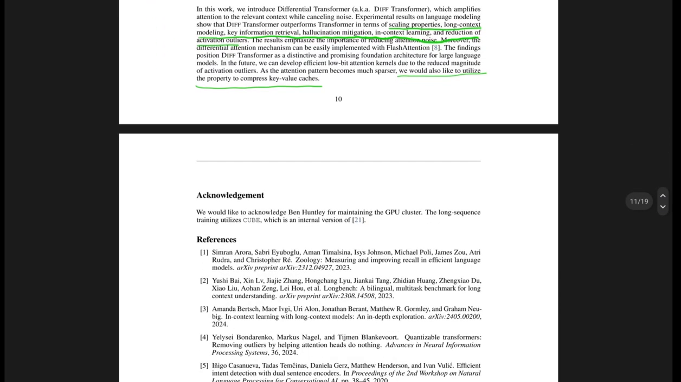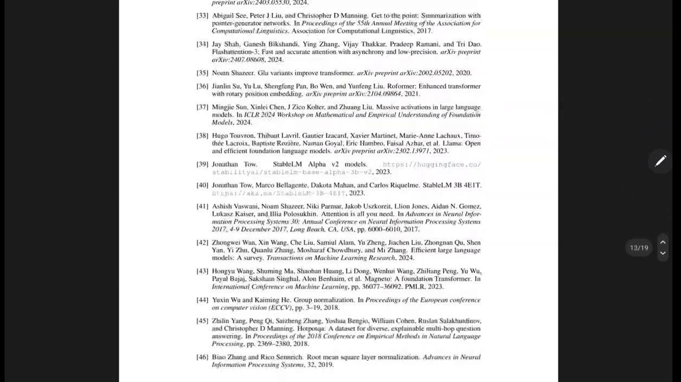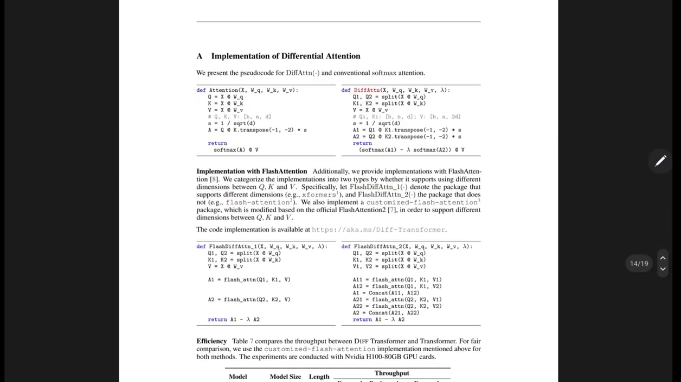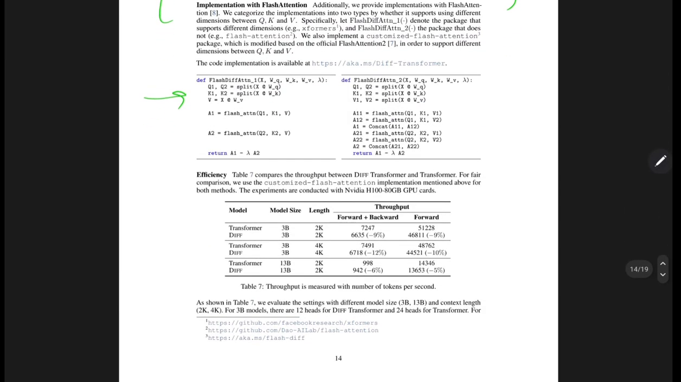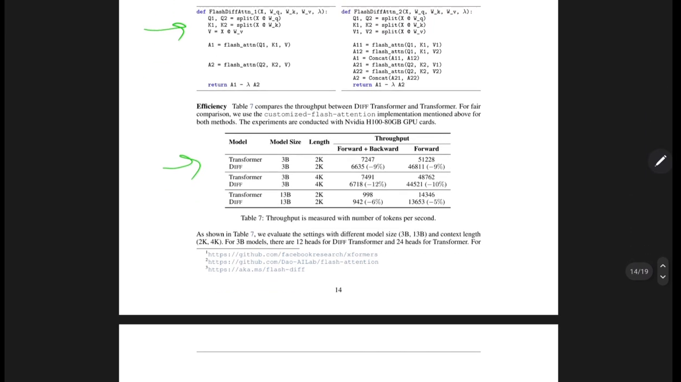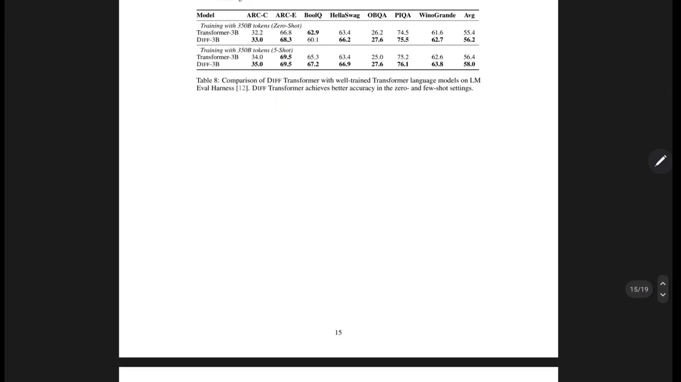Now they acknowledge the help in maintaining the GPU cluster, and that the long sequence training utilizes an internal version of, okay, good. So I think the appendix part you guys can go and read. They have an implementation of the differential transformer, the same thing that we were already talking about above. They've also done it with flash attention. Efficiency training is there, the forward plus backward throughput and everything.